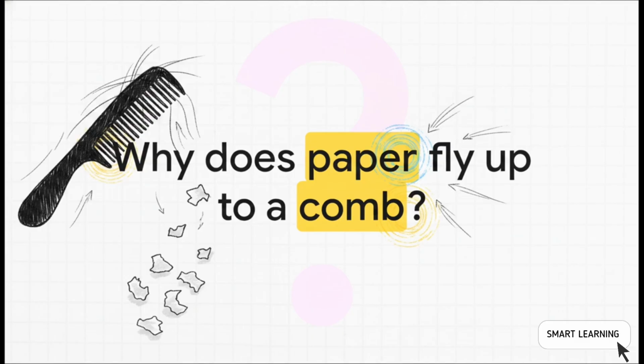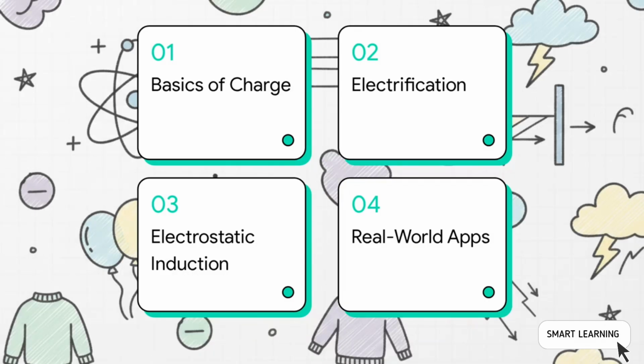Well, stick with me, because by the end of this explainer, you're going to know exactly how this invisible magic trick actually works. Okay, let's dive into this. Here is our agenda for today. 1. The basics of electric charge. 2. Electrification, or moving the electrons. 3. The magic of electrostatic induction. And finally, 4. Real-world electrostatic applications.